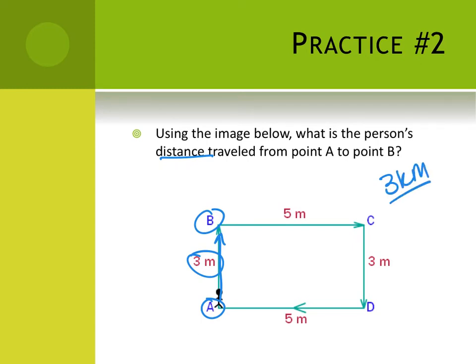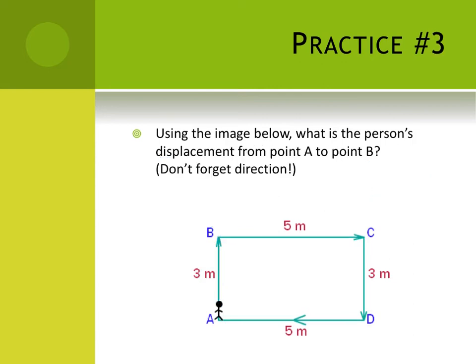Okay, remember with distance, there's no direction. It's just magnitude, just 3 kilometers. Oh, sorry, meters. 3 meters. My bad. I was still going off of kilometers. 3 meters for the distance traveled. Okay?